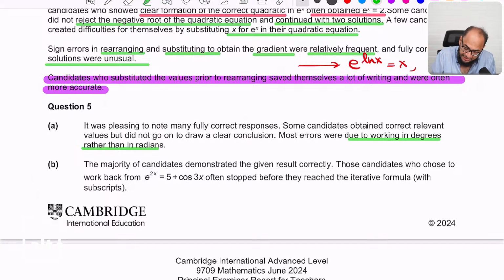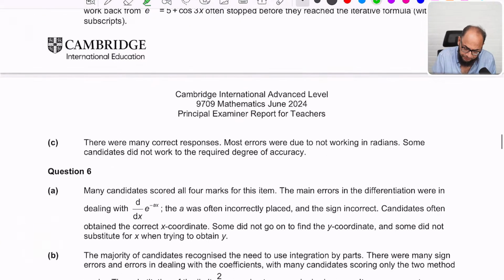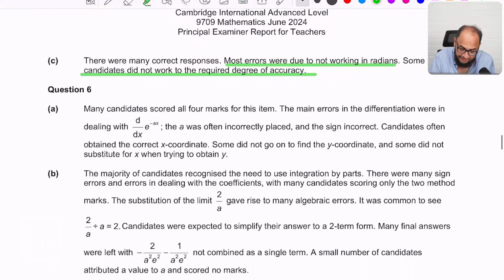The majority of candidates demonstrated the given result correctly. Those candidates who chose to work back often stopped, but they reached the iterative formula. There were many correct responses. Most errors were due to not working in radians. Some candidates did not work to the required degree of accuracy.